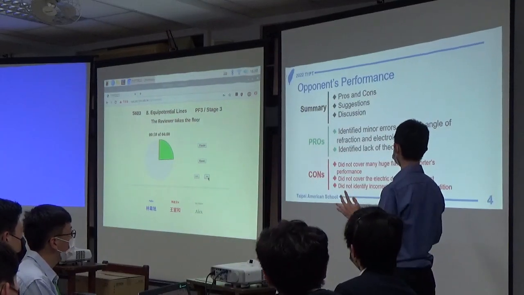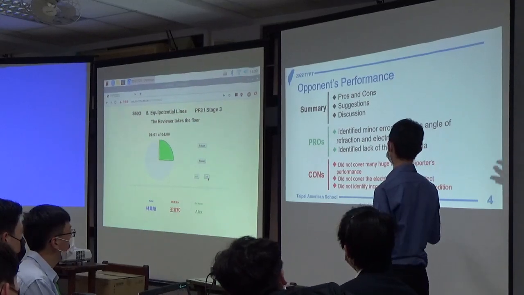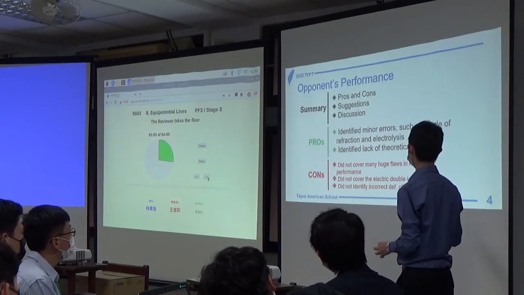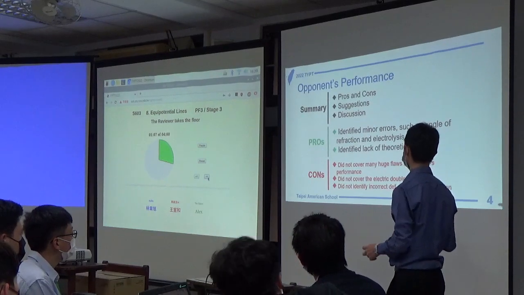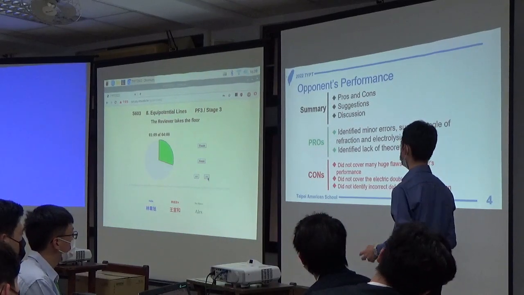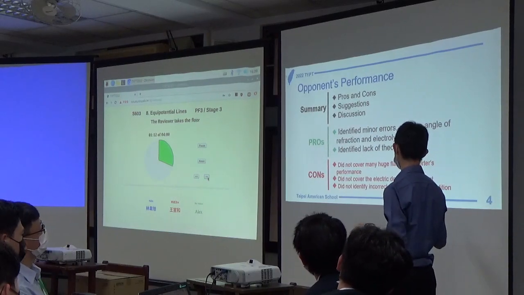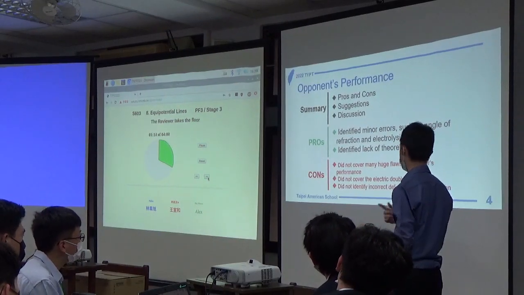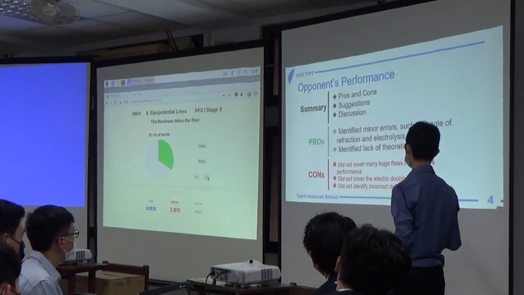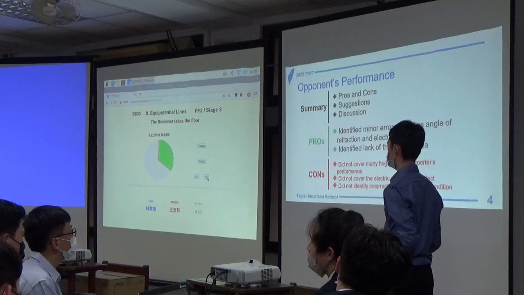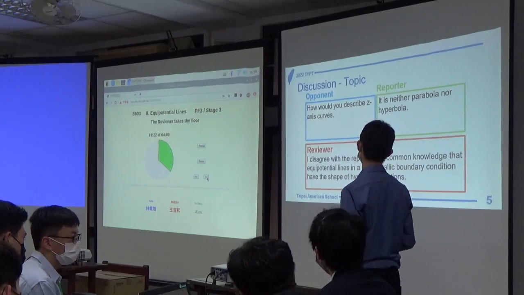Opponent's performance. The summary had some pros and cons, suggestions, and discussion. Pros are the opponent identified some minor errors such as angle of refraction and electrolysis. He also identified the lack of theoretical data. However, the opponent did not cover many huge flaws in the reporter's performance until I asked. He did not cover the electric double layer effect, and he did not identify the incorrect definition of boundary conditions, which drastically changes the shape of equipotential lines.